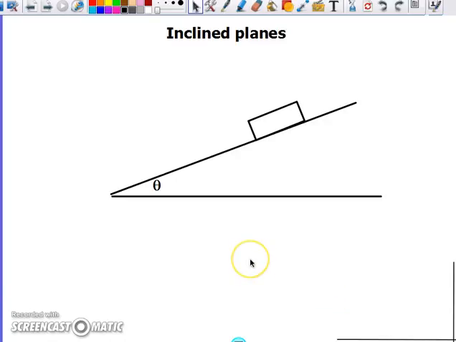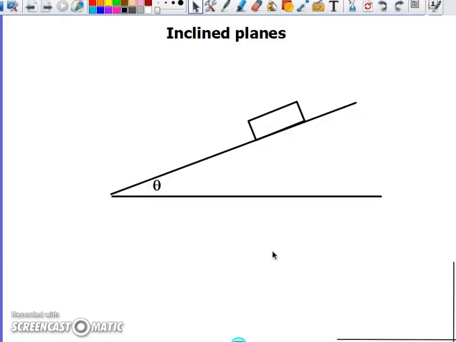Okay, this is a short lesson on inclined planes. An inclined plane can be something as simple as a ramp, or it could be a slide that you slide down. It could be a part of a roller coaster. It could also be a ski slope. Any of those are classified as inclined plane problems.